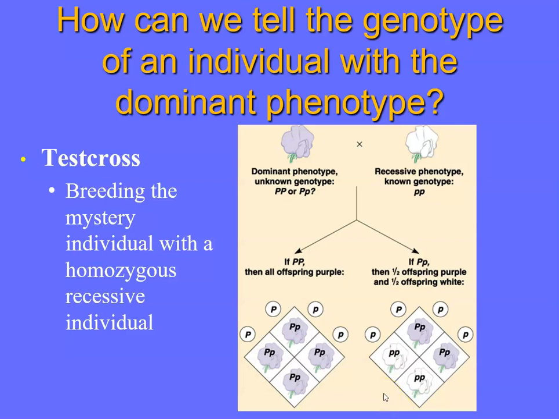So really, if even one individual offspring had white flowers, then it would be known that the dominant individual carried the recessive allele for white flower. This tool, the test cross method, can be used in other Punnett square scenarios besides Mendel's, and we'll see that later as we do different types of inheritance problems.